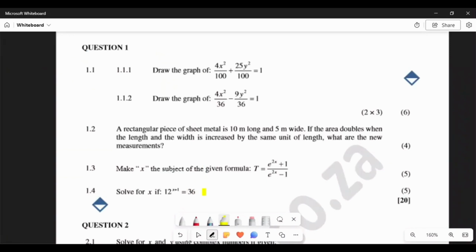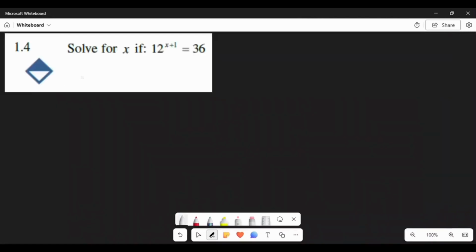Right, so this is the last question for question 1, which is question 4.1. Here they just want you to solve for x. I don't think this is difficult, but just in case you find it difficult, let's solve this one. Let's try to be quick on this one. I'm going to copy this question here, and then we're going to solve it on the side.